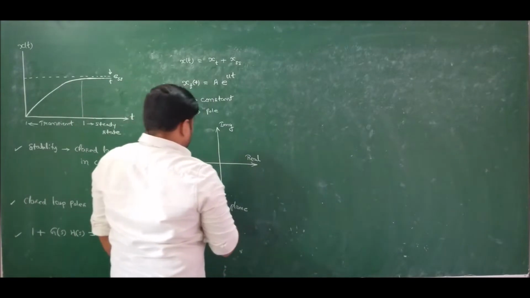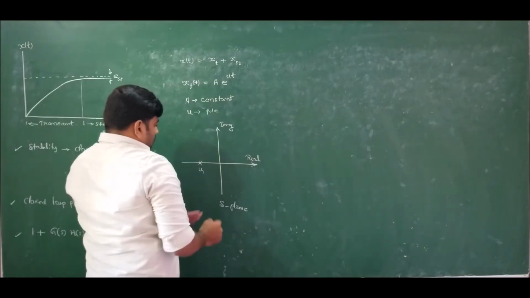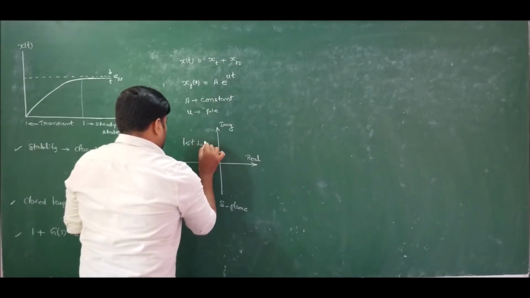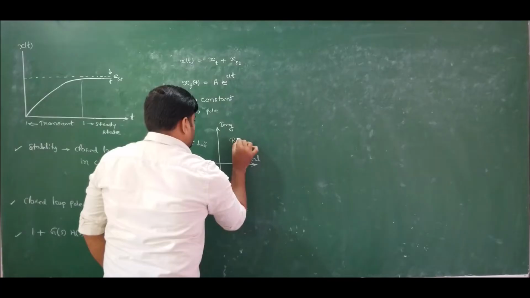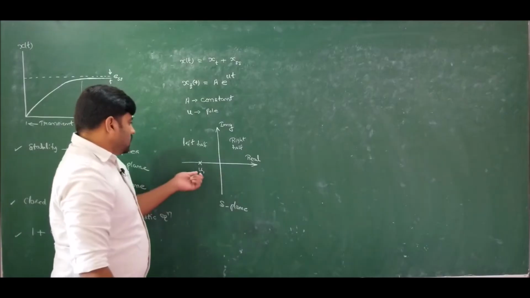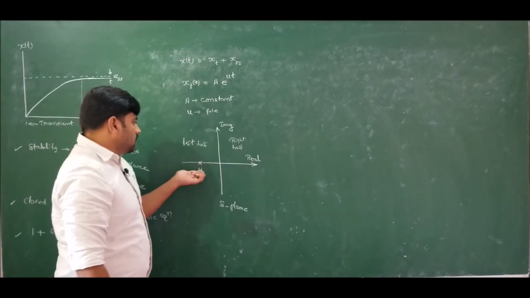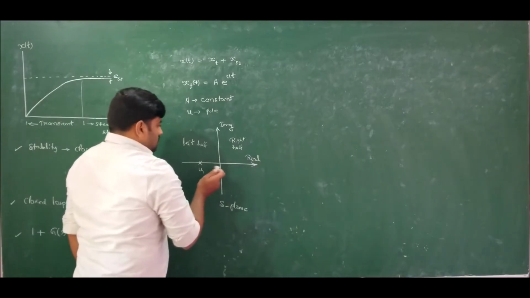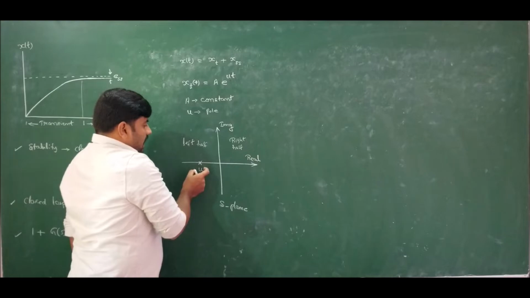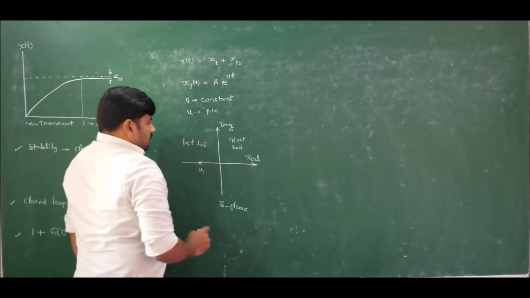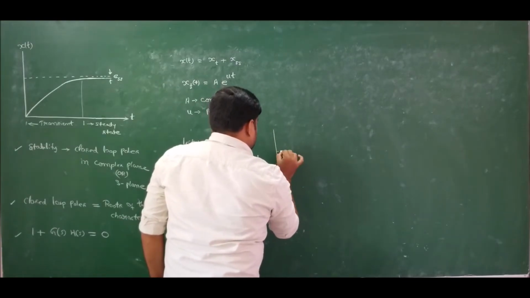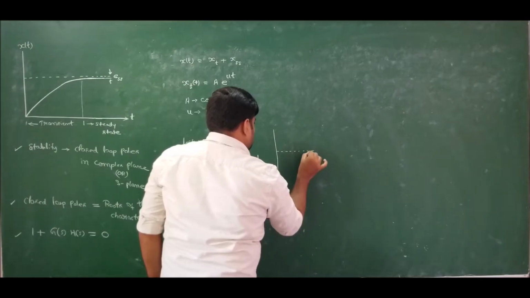In the S plane, this is the left half and this is the right half. If the pole is located towards the left half, then the root is negative. This is the positive x-axis, this is the negative x-axis, this is the positive y-axis, this is the negative y-axis. The root is real and it is negative. So, what happens to the system response? The system reaches steady state as time increases, correct?